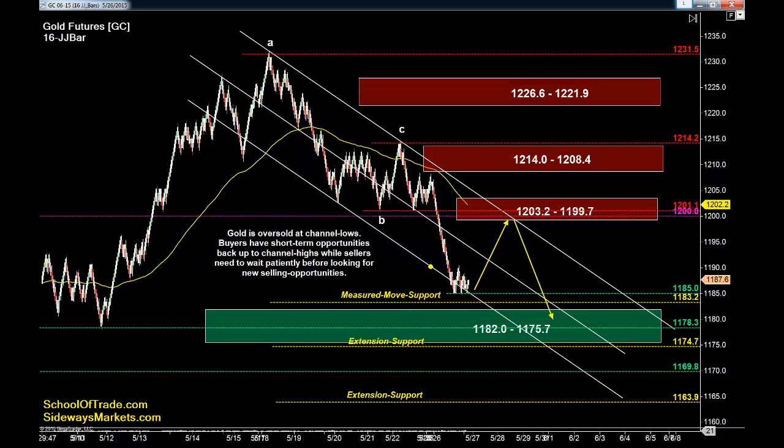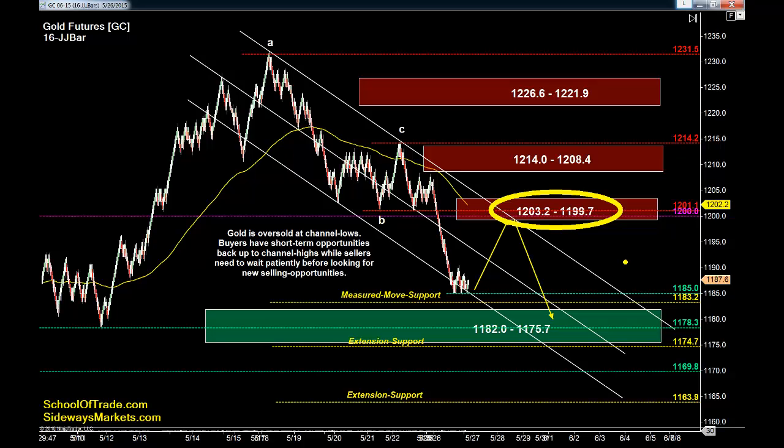We have a bit of an overshoot of this low. That basically tells me these sellers are completely invested in this. They're all in. All the chips are in the middle here right now. So you're going to see some profit taking. You're going to see these bulls come in and bargain hunt right now. So definitely buyers have the short-term opportunities back up to these channel highs, and then sellers will be looking to take this price lower as we come in off that channel high.